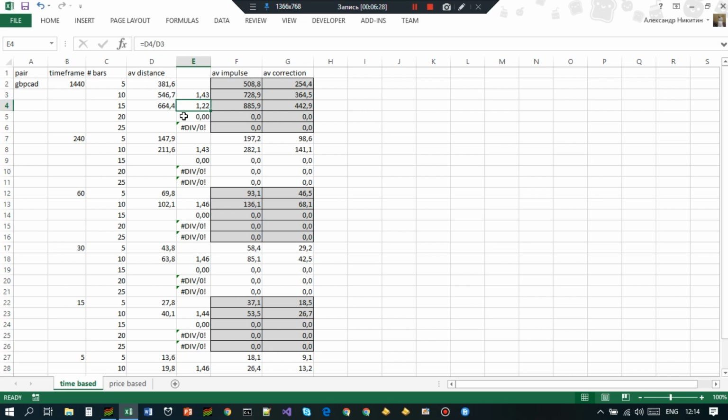Obviously we have some kind of pattern here. The dependencies between the period of extreme and the ratios and the size of pips we have, they are all connected, and we can create some mathematical model in predicting future price action based on the average movements. Okay, then let's go next.